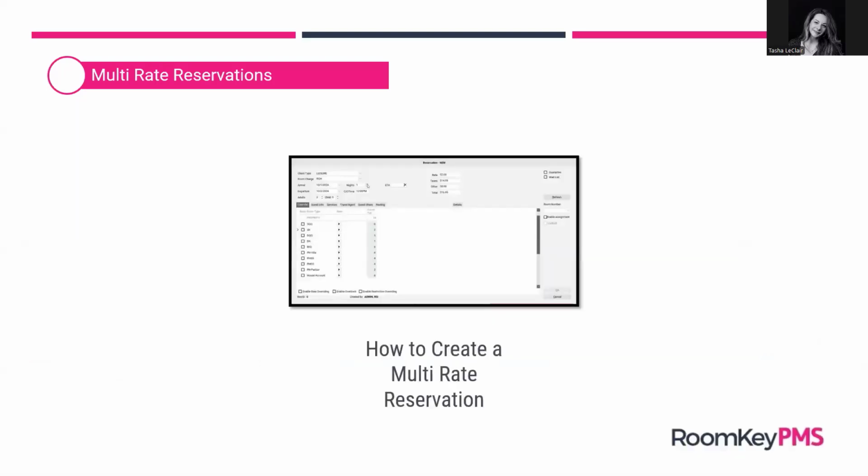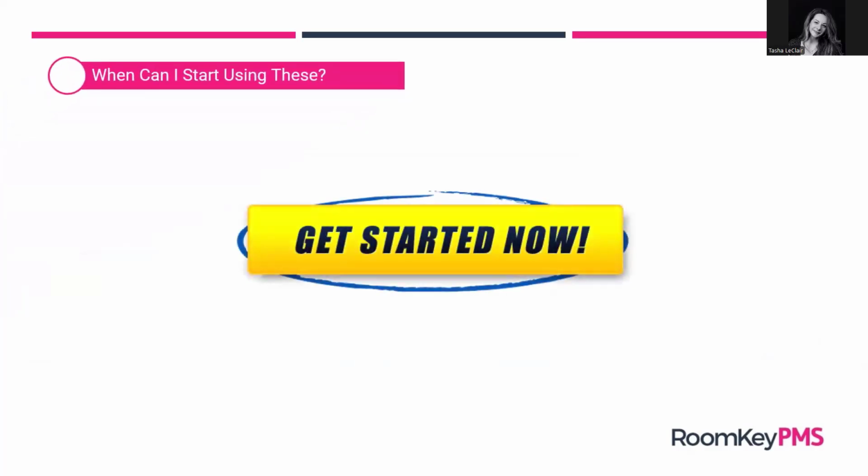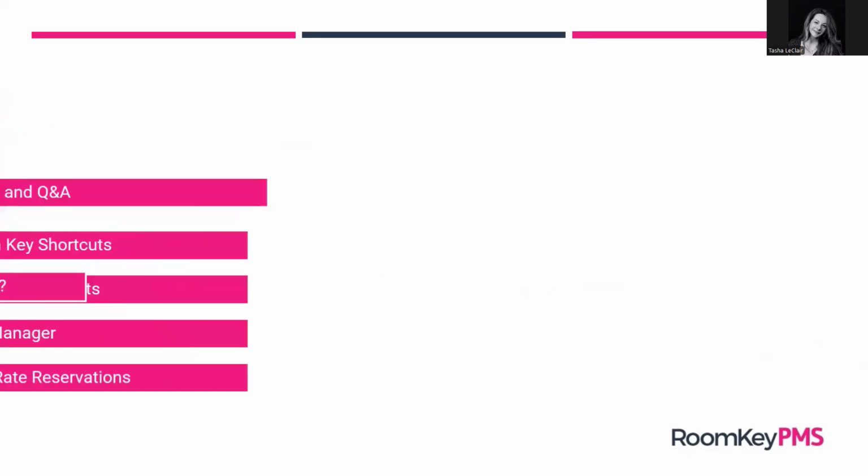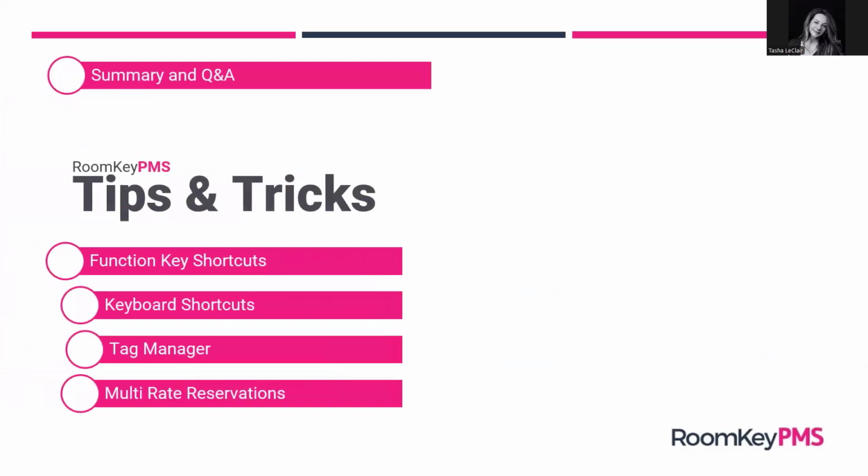So just jumping back to our presentation here, all of these features are available to use right away. All of them come standard with RoomKey software. So if you haven't taken a look at your multi-rate or your function keys or your tag manager, you can definitely check that out right away. Just keep in mind with that tag manager, there is a permission that is required. I'm just going to take a look at our summary. We've taken a look at the function key shortcuts as well as keyboard shortcuts, so a combination of those different shortcuts that can shorten up some of those quick functions or accessing reports in RoomKey.